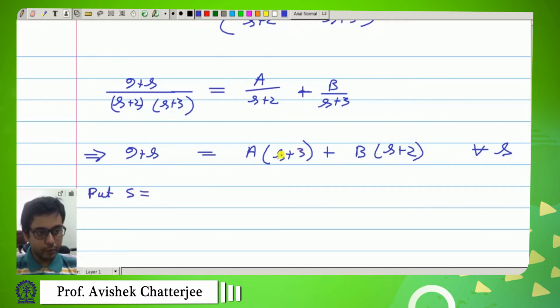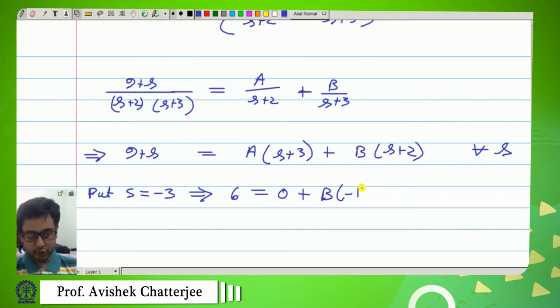Now if we put s equal to minus 3, then this term will be 0. So we will get here 9 plus minus 3 is 6. This term will be 0 plus b and s plus 2. That means minus 3 plus 2, that is minus 1. Okay, so from this we can write b is equal to minus 6.